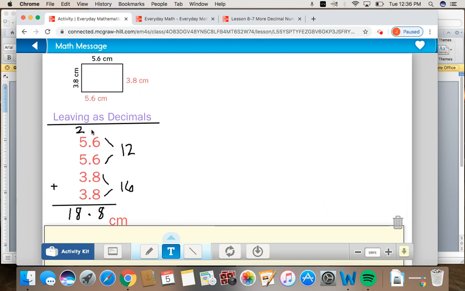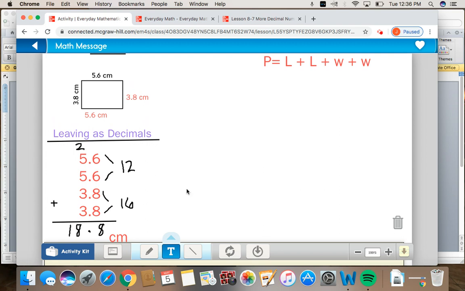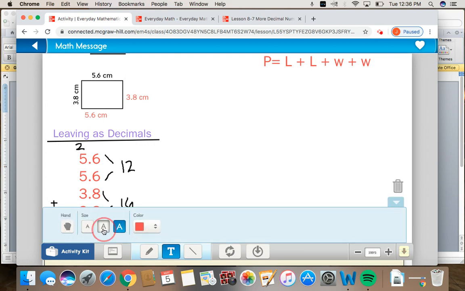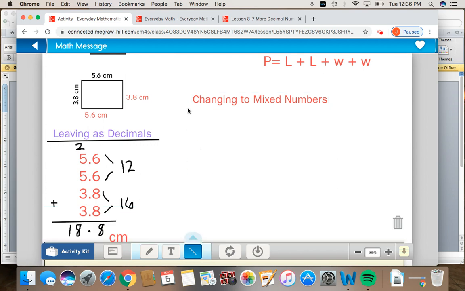So now what I can do is the same thing, except I'm going to change all of my decimals to fractions or mixed numbers. I'm going to do that over here. Now I'm going to do the same thing, but changing to mixed numbers. I'll do it this way too, because some of you might prefer to do it that way instead of leaving it as decimals. You do what works for you.